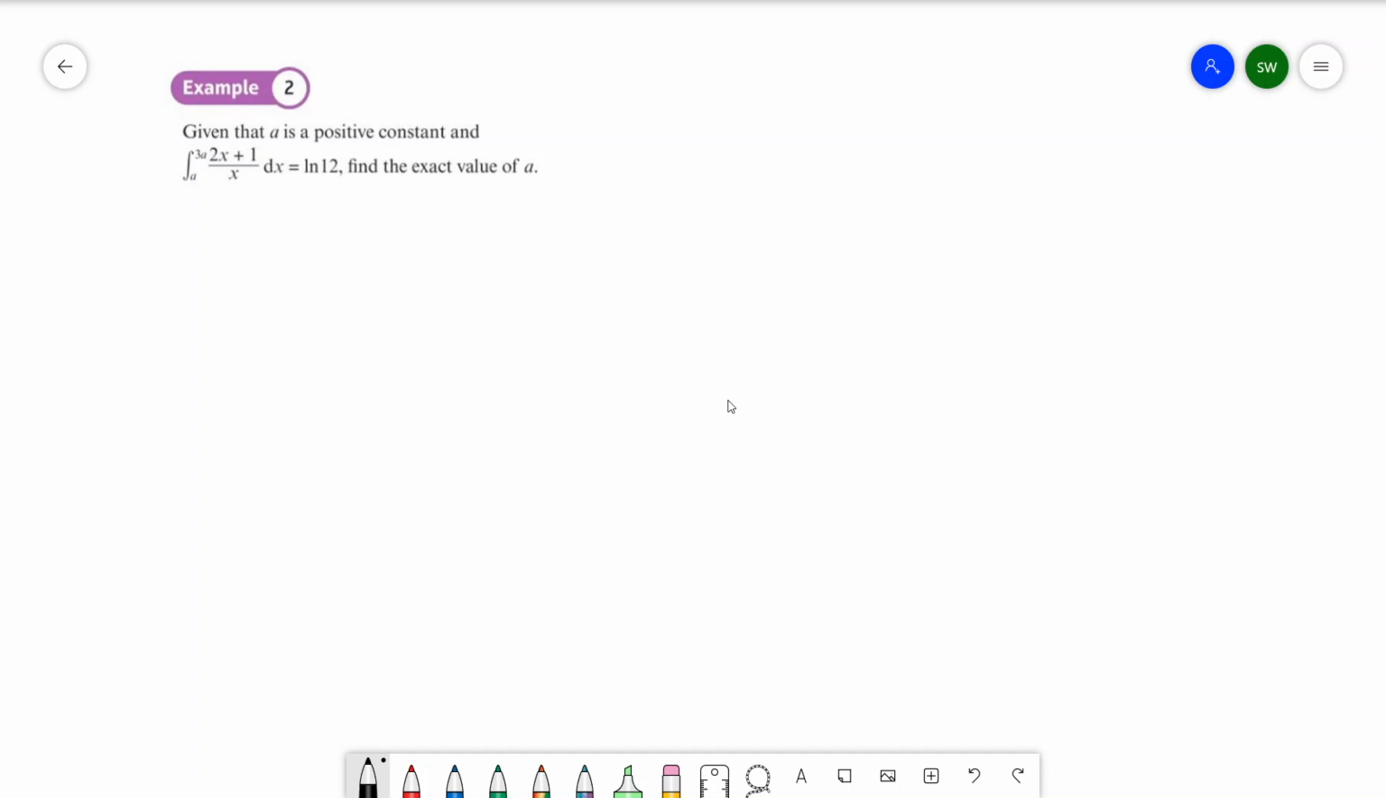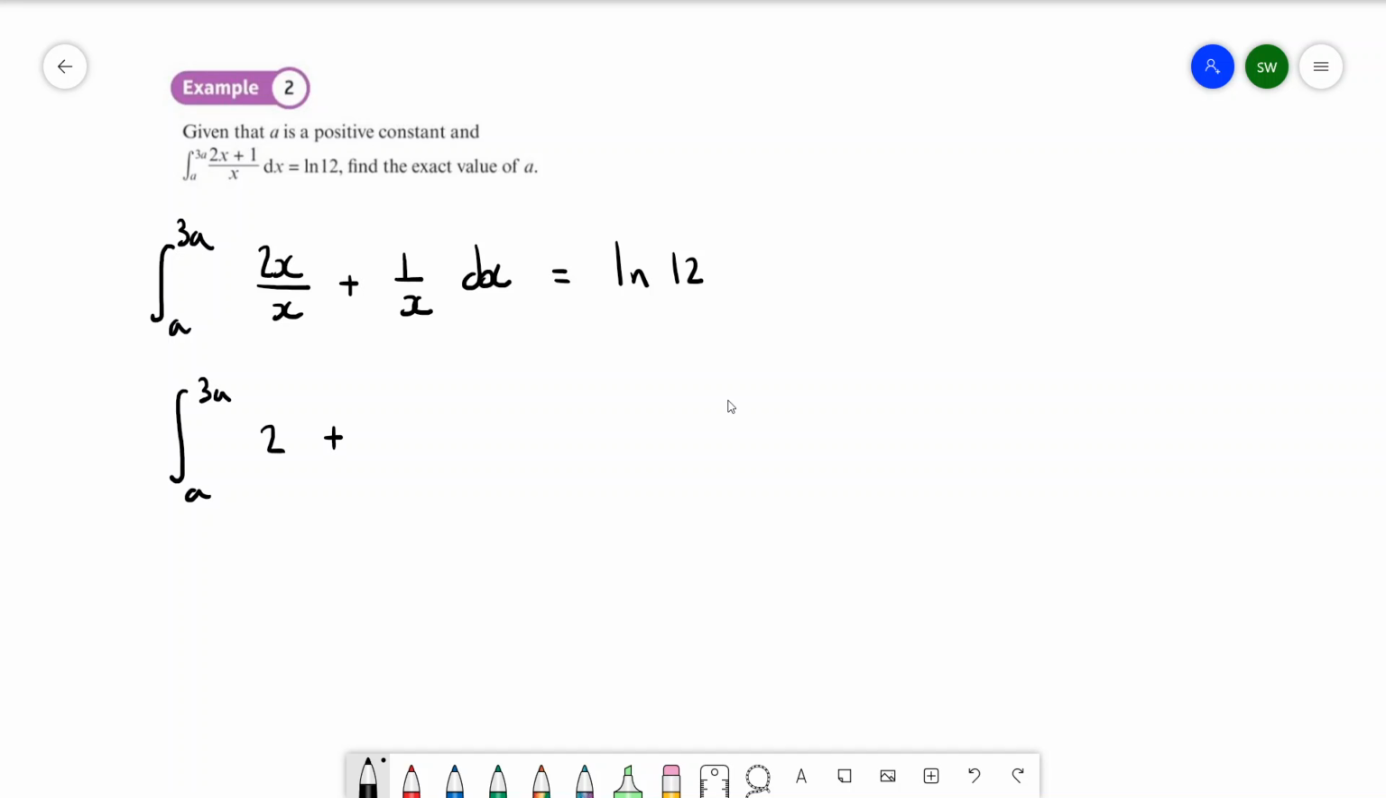This time we've got a definite integral because we've got limits of integration. So in order to integrate this, we're going to split this fraction up into 2x over x plus 1 over x. Just split it up into two fractions. And we know that is equal to log 12. So if we simplify each of these fractions, we're going to have 2 plus 1 over x dx.